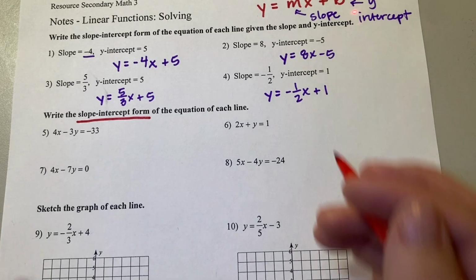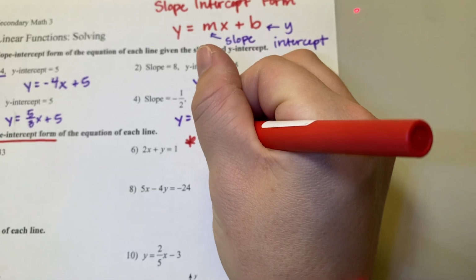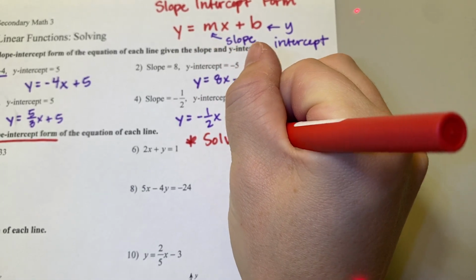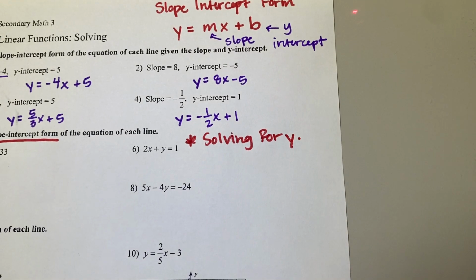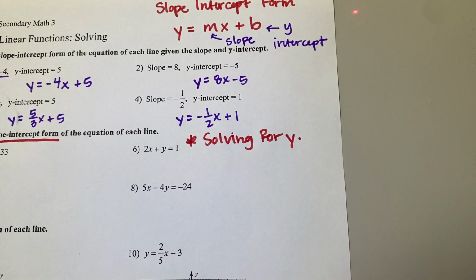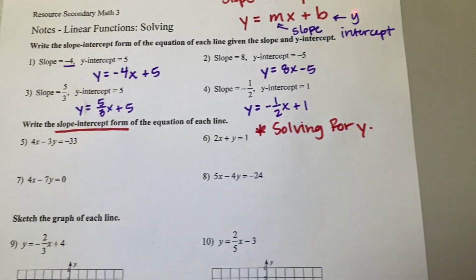So what we're going to actually do, if you want to put a star, is we're solving for y. Meaning we're trying to get y by itself. We know how to solve an equation. You guys are awesome at that. So we're just trying to get y to be the only thing on that side of the equal sign. Okay, so let's go ahead and look at number 5.